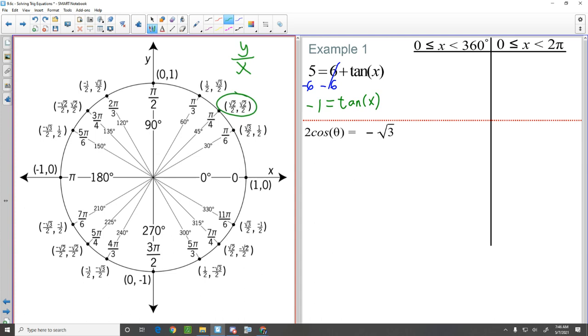How about right there at 45 degrees? Root 2 over 2 and root 2 over 2. If I divide those by each other, what would I get? 1. Yeah. So the tangent of that angle would be 1. Oh, but wait a second. This is asking for a tangent of -1.